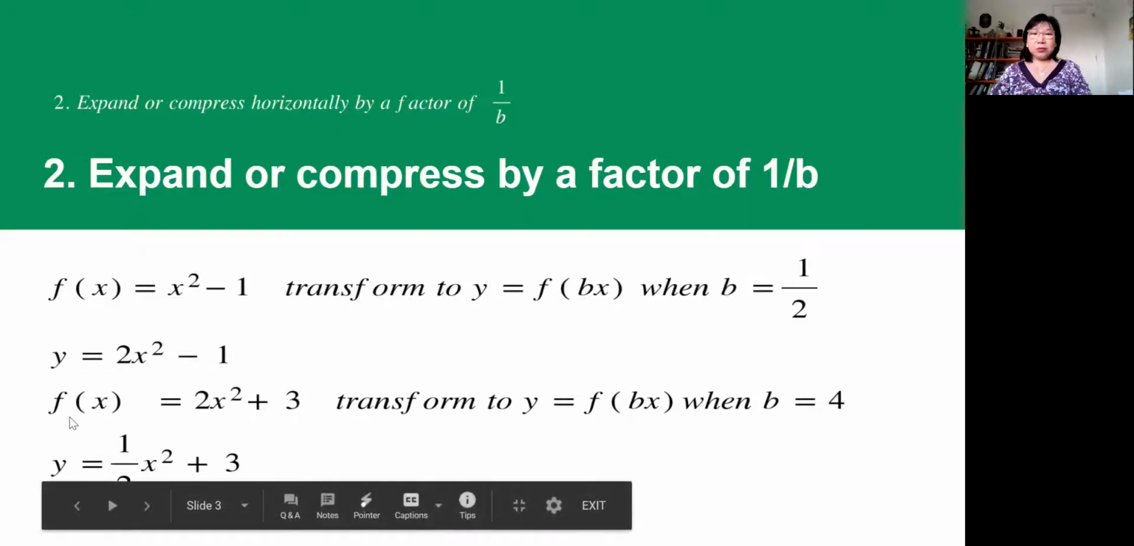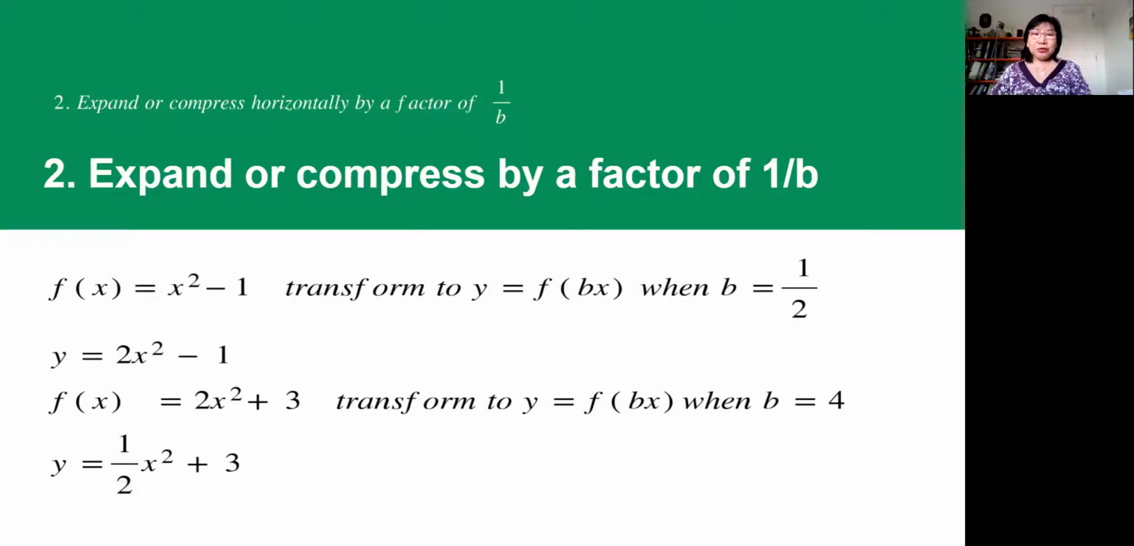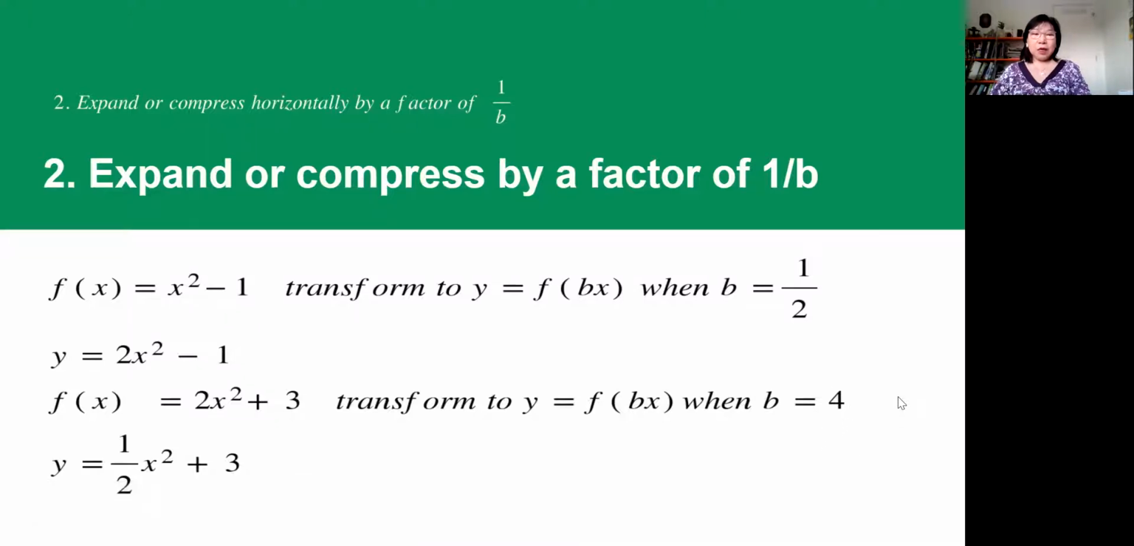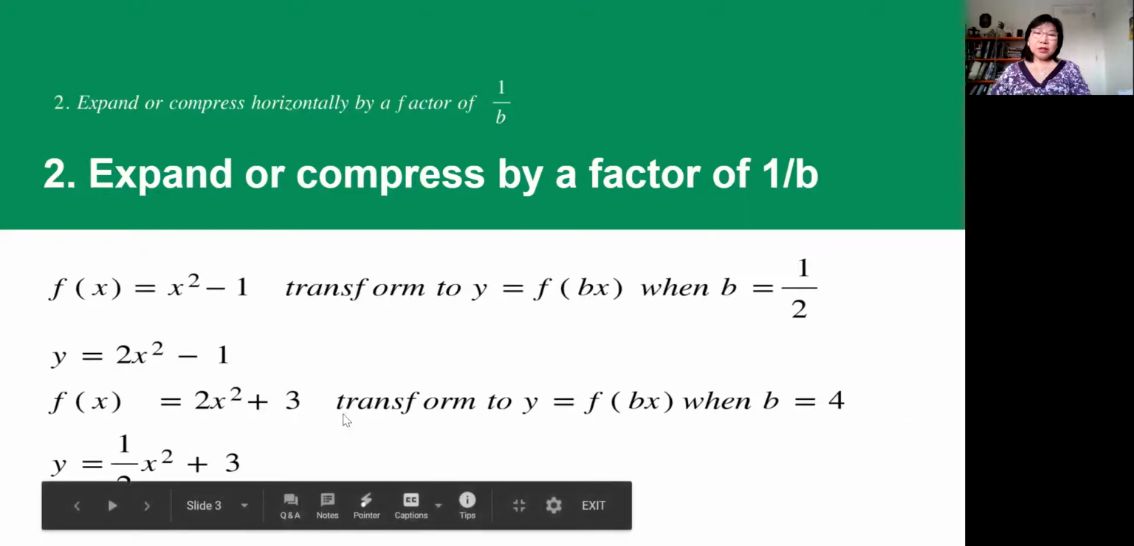Let's look at another example. Let's say you have a function f of x equal to x squared plus 3. When it's transformed to y equal f of b of x, if b equals 4, then your function will become, at this point, you will divide by 4 because we're talking about the inverse of the fraction. So it results in 1/2 because if you divide 2 by 4 and you reduce the fraction, it becomes 1/2 x squared plus 3. And notice that the number 3 here has no effect.